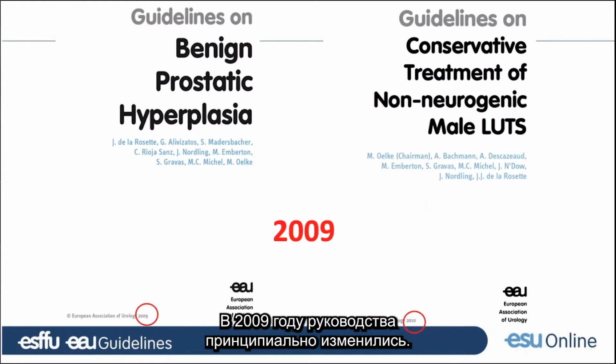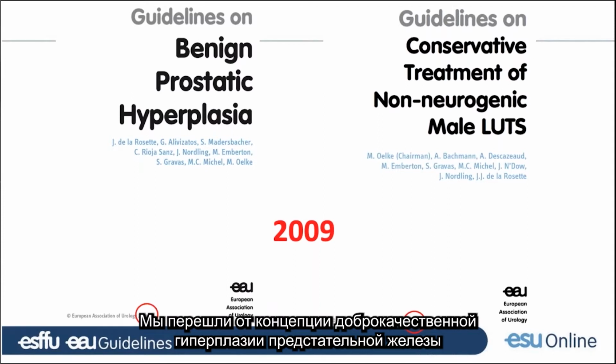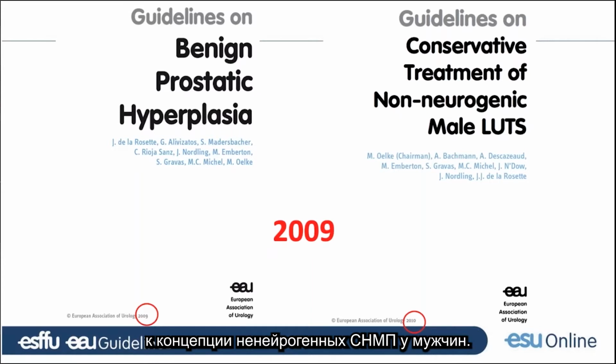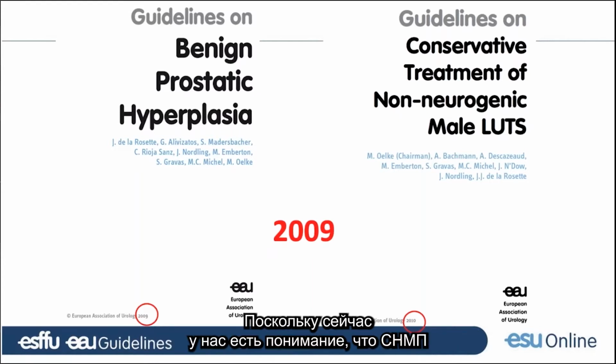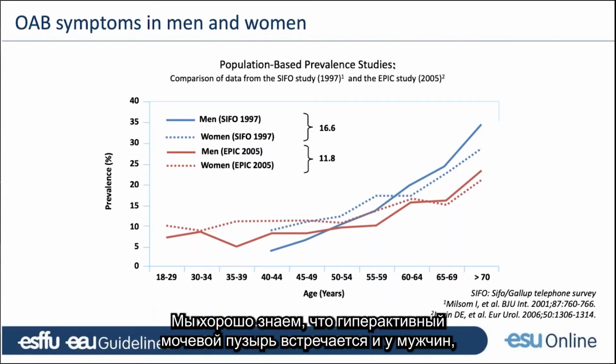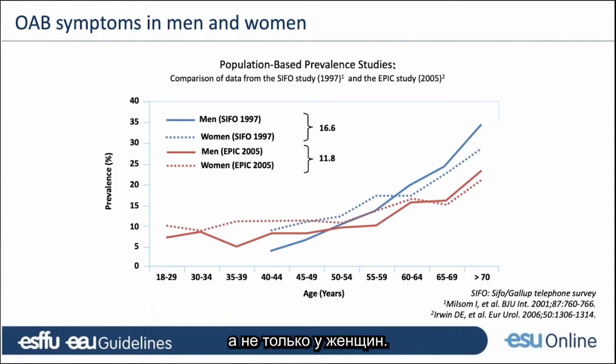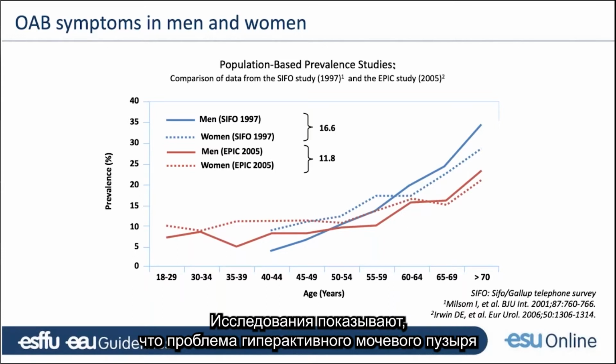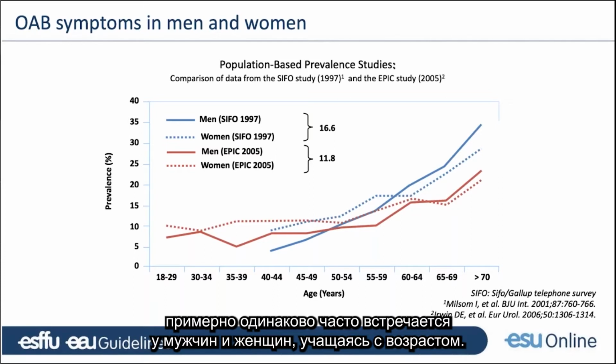2009 was a landmark year for the guidelines, because we moved from the concept of benign prostatic hyperplasia to the concept of non-neurogenic male LUTS. And this is because we now understand that male LUTS is more than prostate. We know very well that overactive bladder symptoms may occur in men as well. It's not only a privilege of women. We know from the studies that the incidence of overactive bladder symptoms is comparable in men and women.